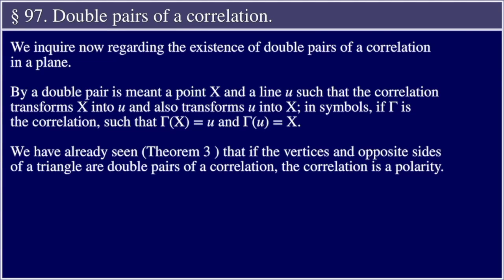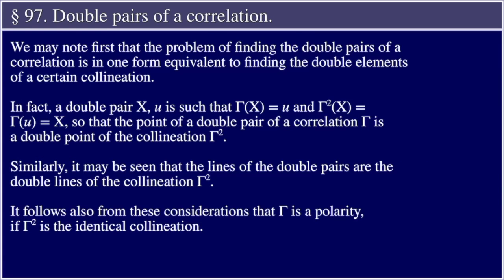We inquire now regarding the existence of double pairs of a correlation in a plane. By a double pair is meant a point X and a line U such that the correlation transforms X into U and also transforms U into X. In symbols, if gamma is the correlation, gamma of X equals U and gamma of U equals X. We have already seen, Theorem 3, that if the vertices and opposite sides of a triangle are double pairs of a correlation, the correlation is a polarity.